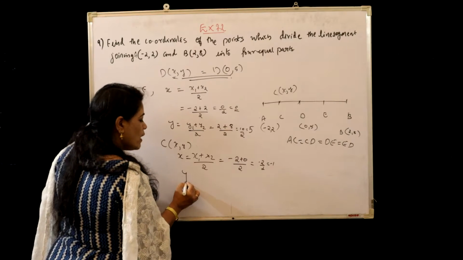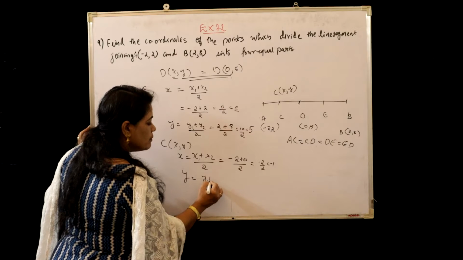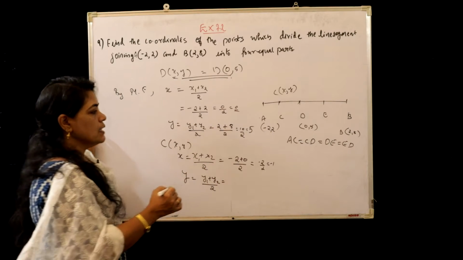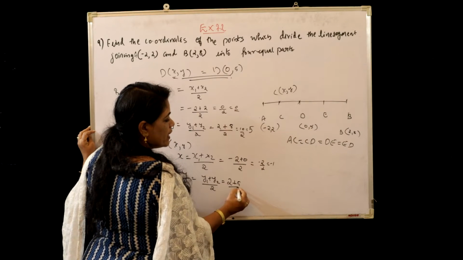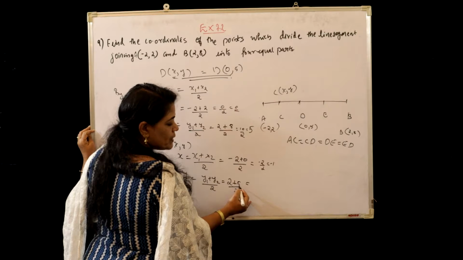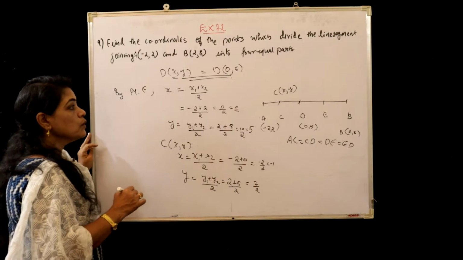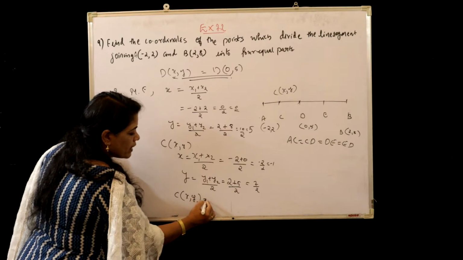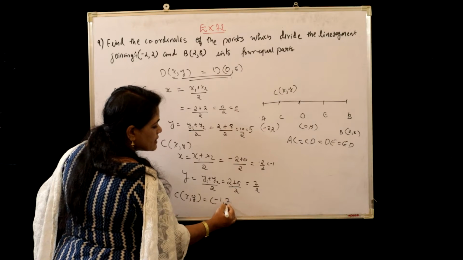So in order to get the y coordinate of C, y is equal to, by the midpoint formula, y1 plus y2 by 2. That is, y1 is 2 plus y2 is 5 divided by 2, that is 2 plus 5 is 7 by 2. So the coordinates of C of x comma y, we have seen, is minus 1 and 7 by 2.